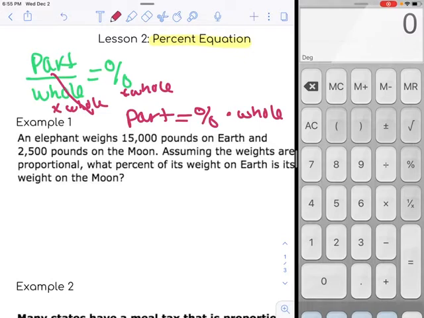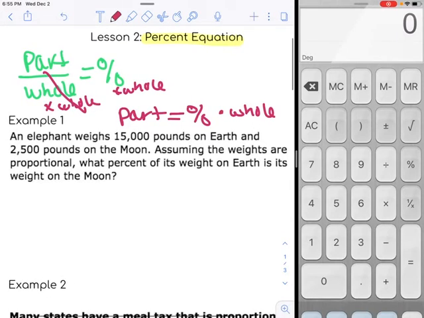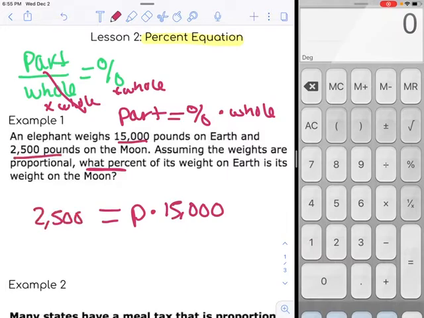So let's get started. An elephant weighs 15,000 pounds on Earth and 2,500 pounds on the moon. Assuming the weights are proportional, what percent of its weight on Earth is its weight on the moon? Let's plug these numbers into our equation. We don't know what the percent is, it's asking us what the percent is, so we can leave this P, a variable here, since that's what we're trying to solve for. Our whole is how much he weighed on Earth, which is 15,000 pounds, and our part is how much he weighed on the moon, which is 2,500 pounds.